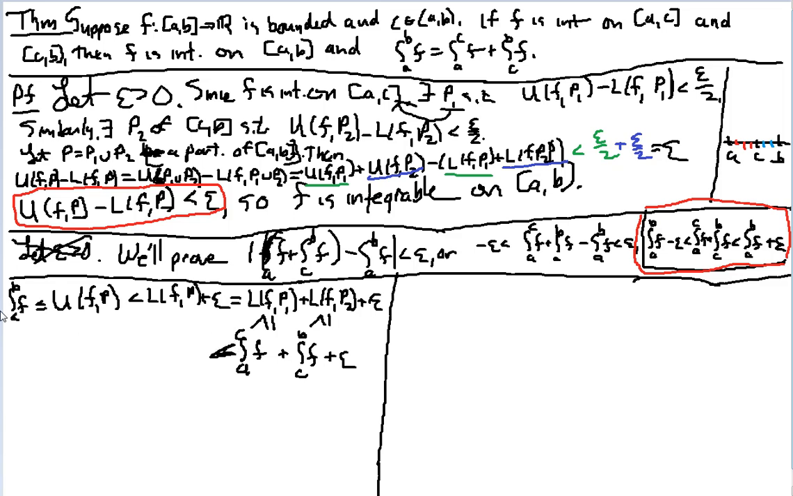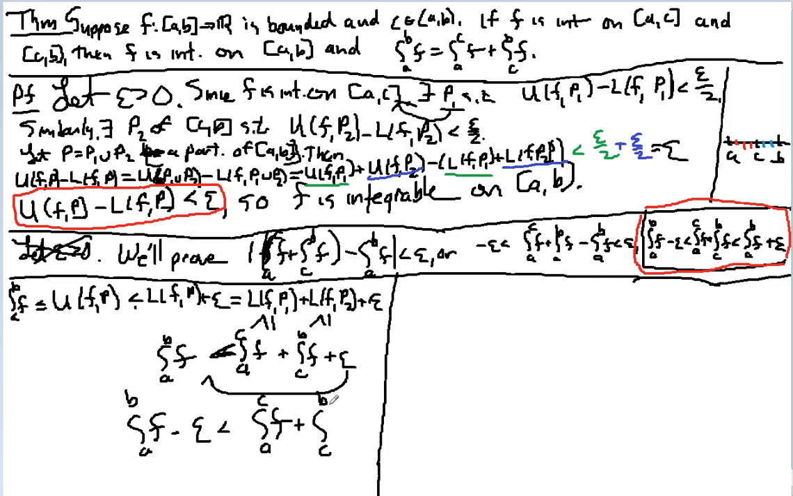So therefore I get that the integral from A to B of f is less than this thing, which I can rearrange by bringing the epsilon over to the other side, and I get that the integral from A to B of f minus epsilon is less than the integral from A to C of f plus the integral from C to B of f. And then I'm done with this half. This half I have right here. I'm done. Next screencast.